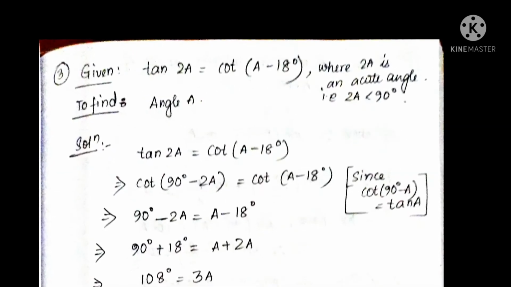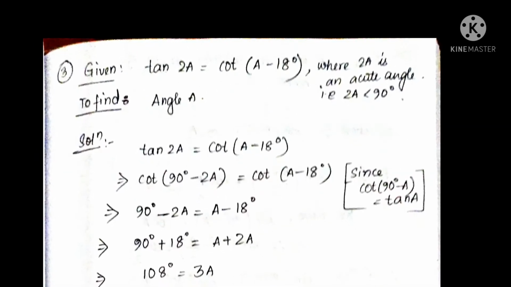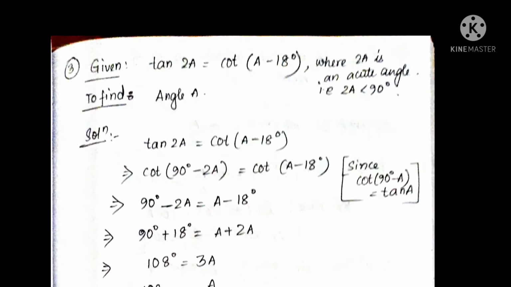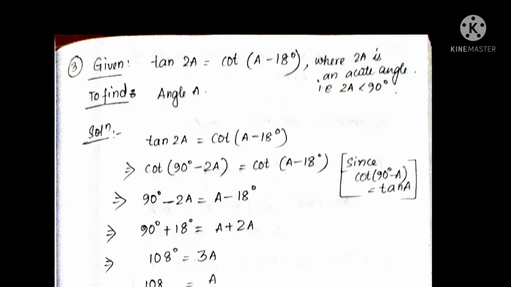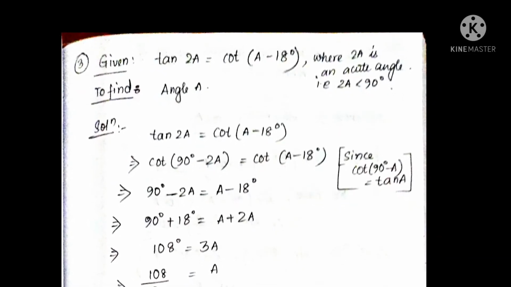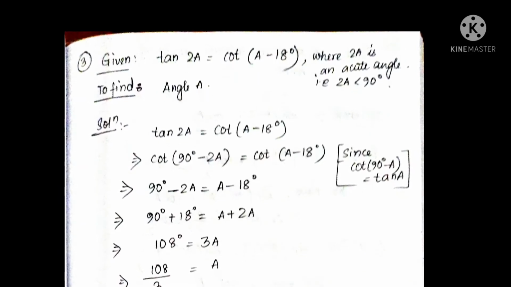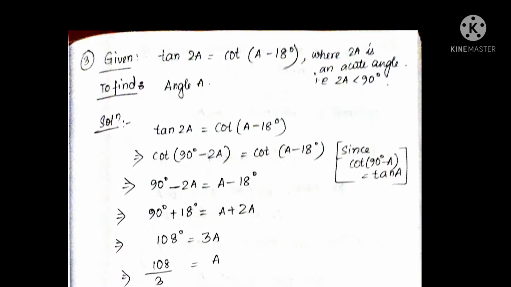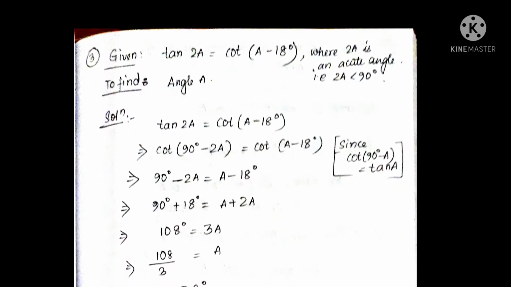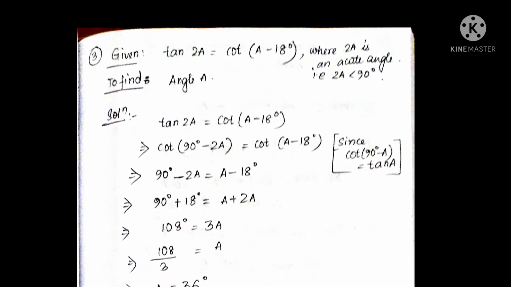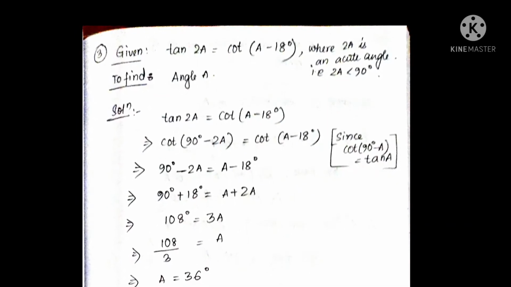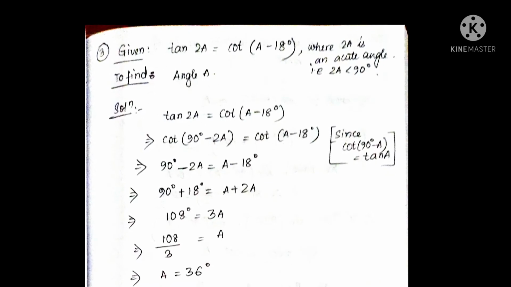In question number 3, given that tan 2a is equal to cot of a minus 18 degree, where 2a is the acute angle, and we know that the meaning of acute angle is the angle less than 90 degree. And here we have to find the angle A. So now just take the equation, that is tan 2a is equal to cot of a minus 18 degree. So in place of tan 2a, we can write cot of 90 degree minus 2a, as cot 90 degree minus a is equal to tan a.